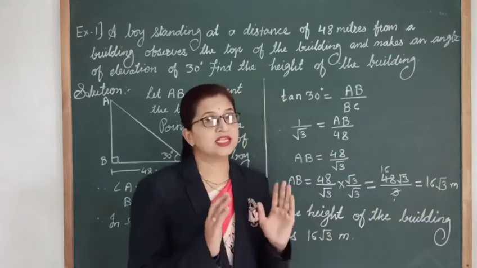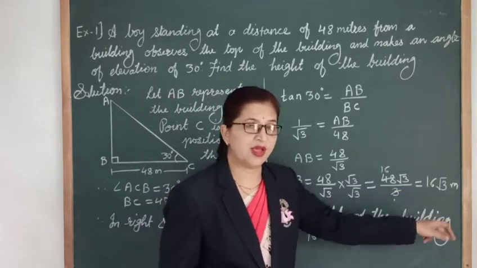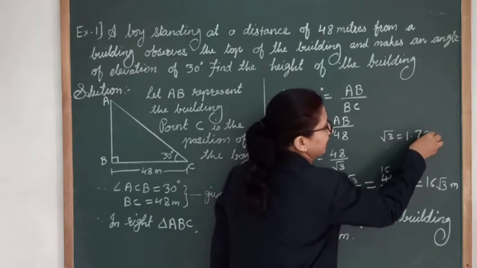Now in a sum, if we are given the value of root 3, the value of root 3 is 1.73.